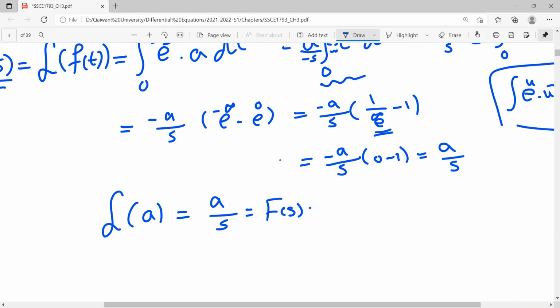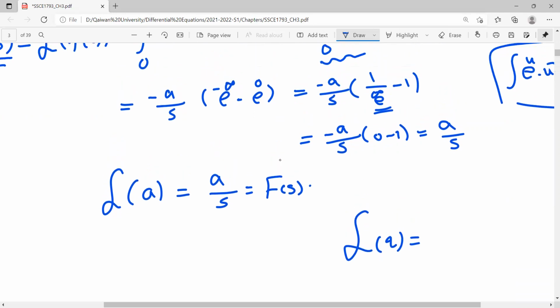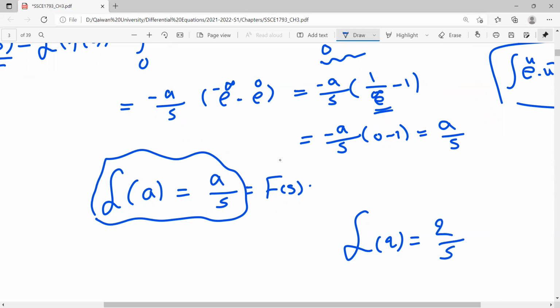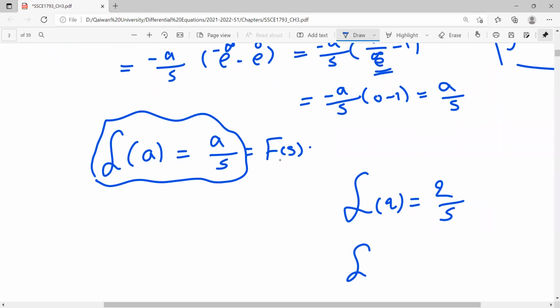So how about the Laplace transform of, let's say, 2? We say the Laplace transform of a constant is the constant divided by s, as we found here. The Laplace transform of any constant is the constant divided by s. So the Laplace transform of 2 is 2 over s. How about the Laplace transform of, let's say, minus 5? This is minus 5 over s.